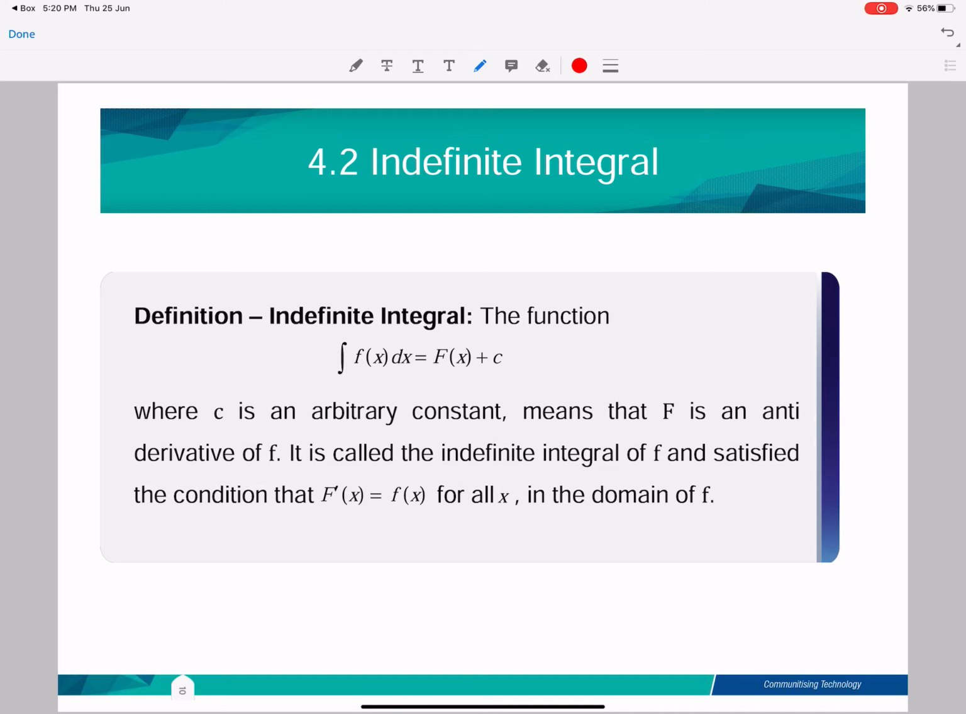So the notation that we have in indefinite integral, when you write this integral symbol, we don't have the limits. If you have limits here, the lower limit and the upper limit, then we call that a definite integral. But without the limits, then we call it an indefinite integral.